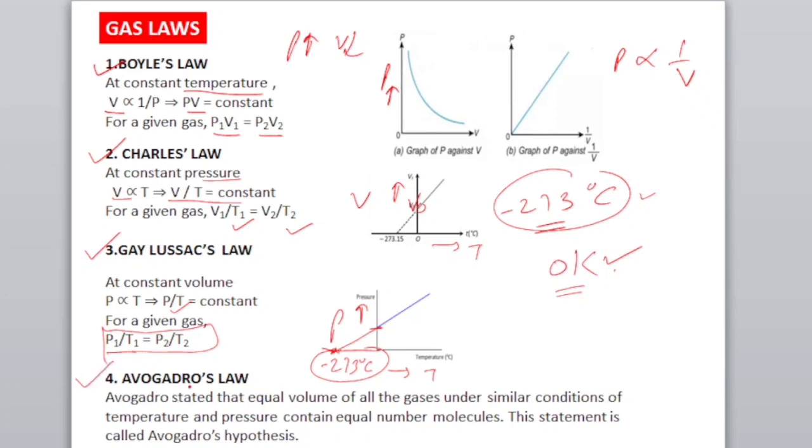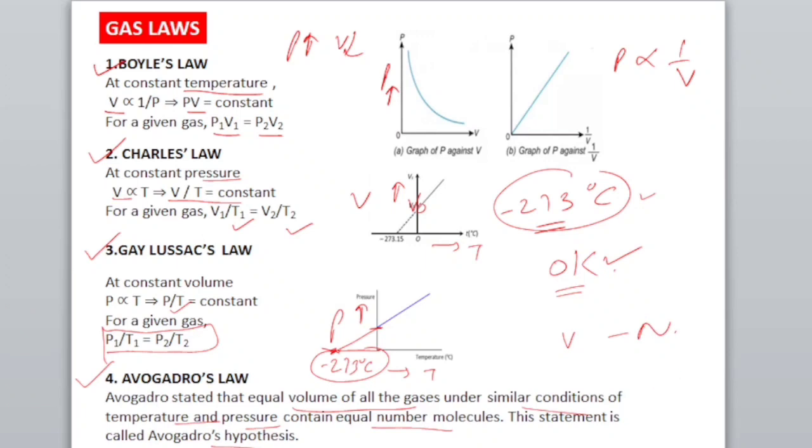Next, after this one, Avogadro's law. What is Avogadro's law? Avogadro stated that equal volumes of all gases, if there are a number of gases, under similar conditions of temperature and pressure contain an equal number of molecules. This is the statement of Avogadro's hypothesis, right? If a number of gases are there and the volume of all the gases is the same, then under similar conditions of temperature and pressure, they contain an equal number of molecules, right? So these are the different gas laws.